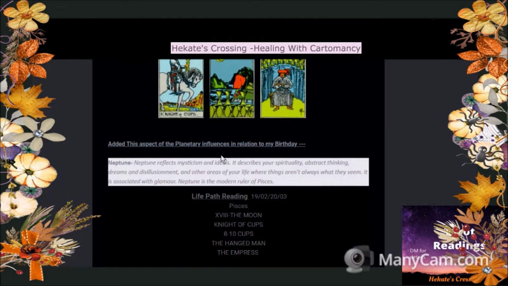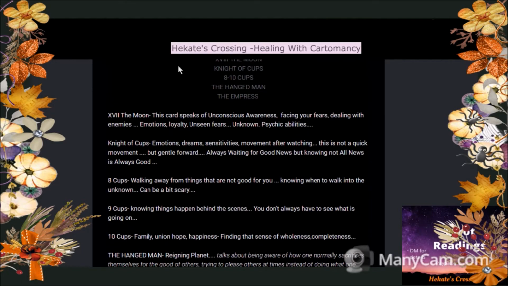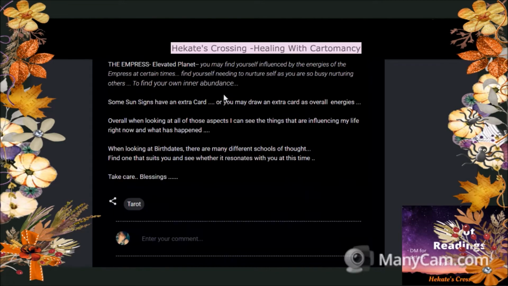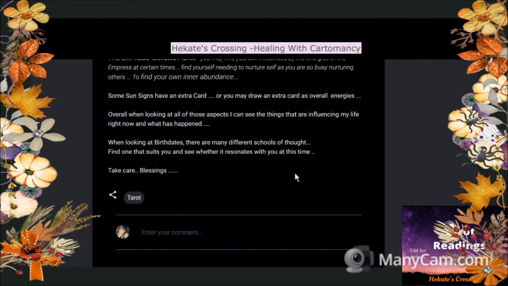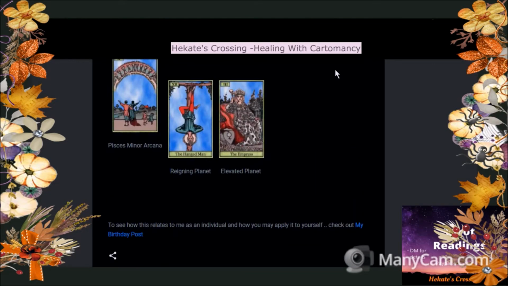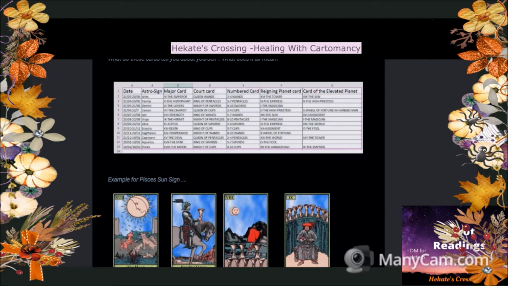And then I added this aspect of the planetary influences in relation to my birthday. Moon, Knight of Cups, Eight of Cups, Nine of Cups. So it goes through and explains a little bit about that. Just to show you, that was my birthday one, the Astrology and Tarot.